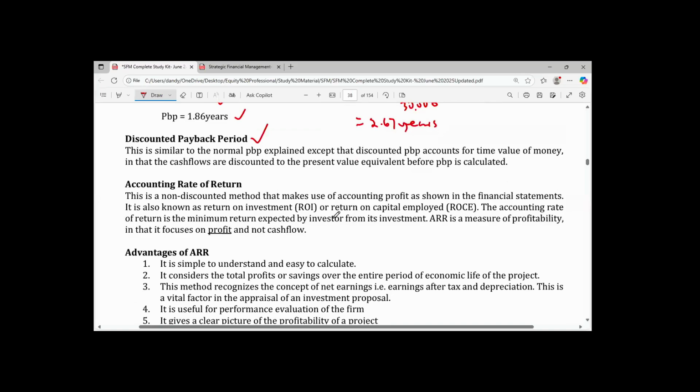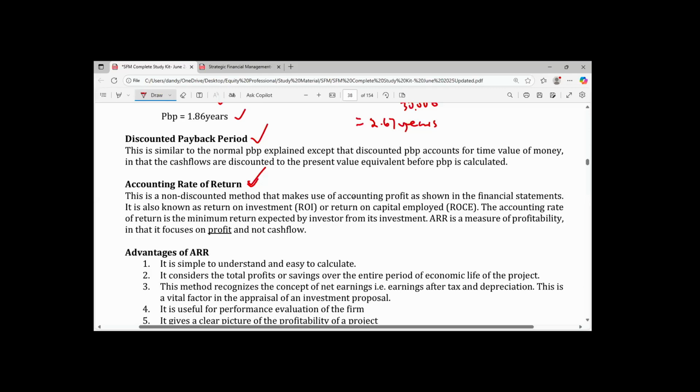Okay, so let's move to accounting rate of return. Let's talk about accounting rate of return. The accounting rate of return is also known as return on investment or return on capital investment. It's a technique that relies heavily on accounting information as shown in the financial statements of a company. I repeat, accounting rate of return is also known as return on investment or return on capital employed.